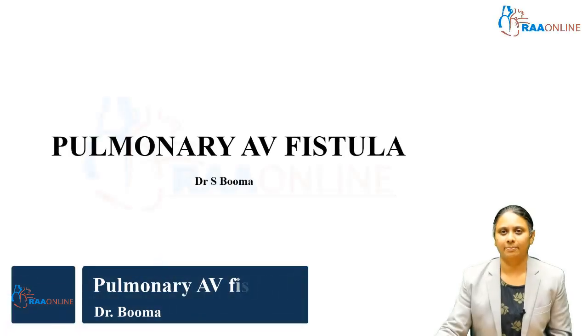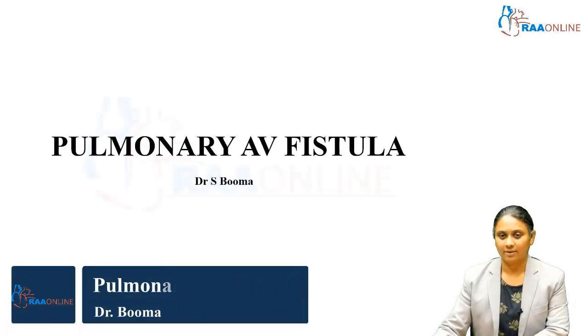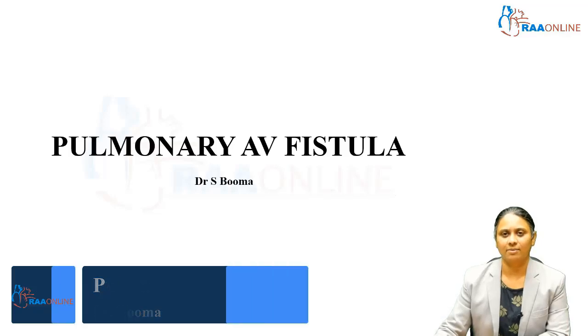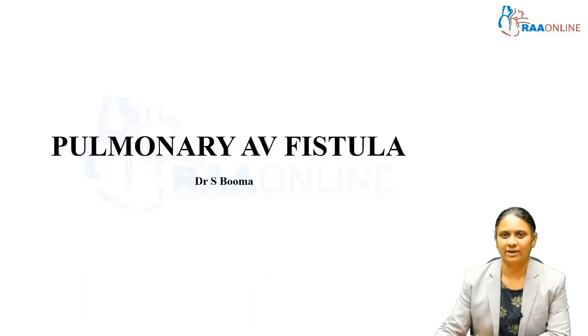Next topic is pulmonary AV fistula. So the pulmonary AV fistula, most of the cases is an isolated finding. Sometimes it may be associated with left isomerism or atrial septal defect. But as a whole, hereditary hemorrhagic telangiectasia, also called Osler-Weber-Rendu syndrome, can be associated with pulmonary AV fistulas, either single or multiple. So all cases of HHT should be screened for presence of pulmonary AV fistula.